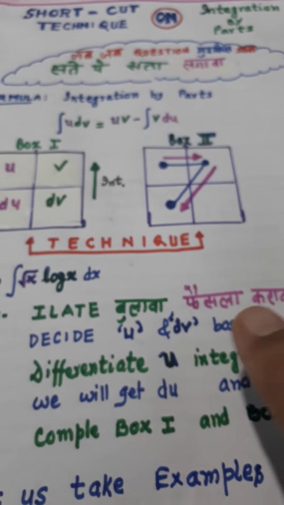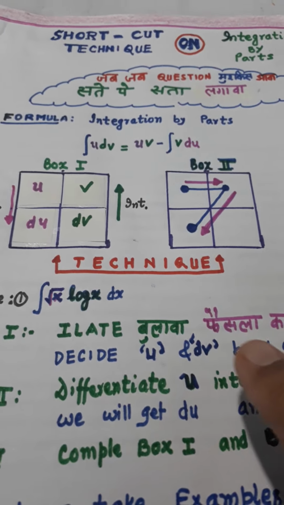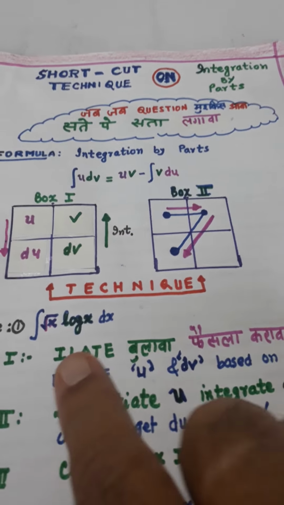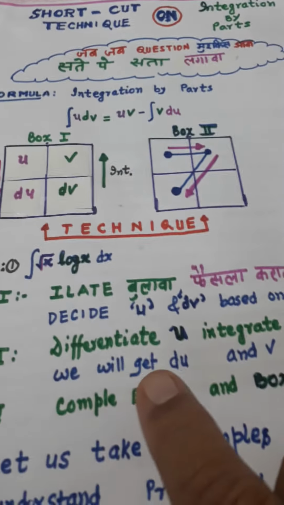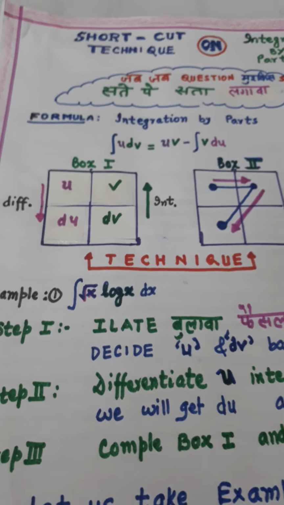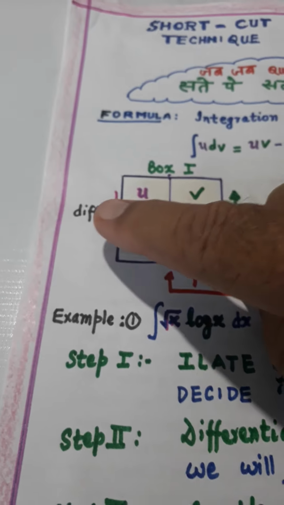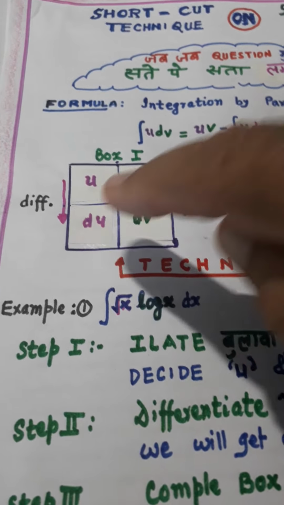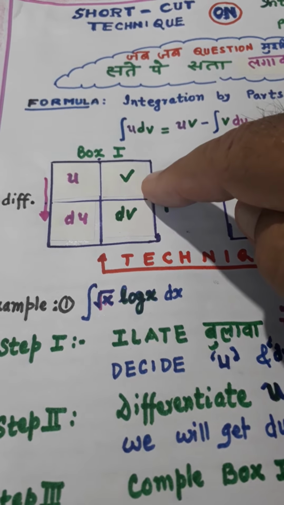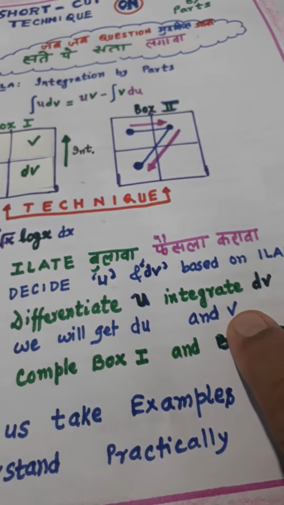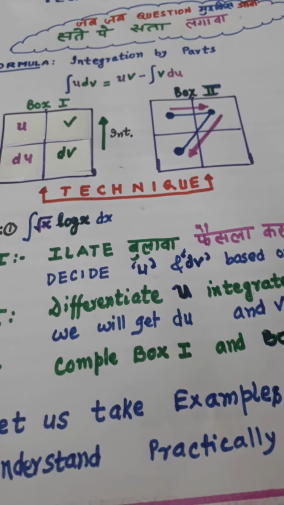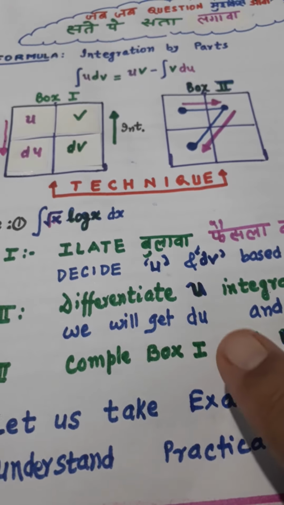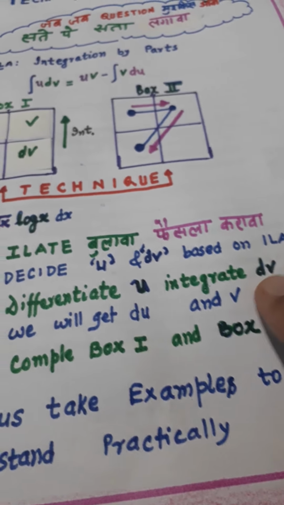So who will decide what is u and what is dv? You have to follow ILATE. Now what will you do? You differentiate u and integrate dv. When you differentiate u, it will become du, and when you integrate dv, it will become v.